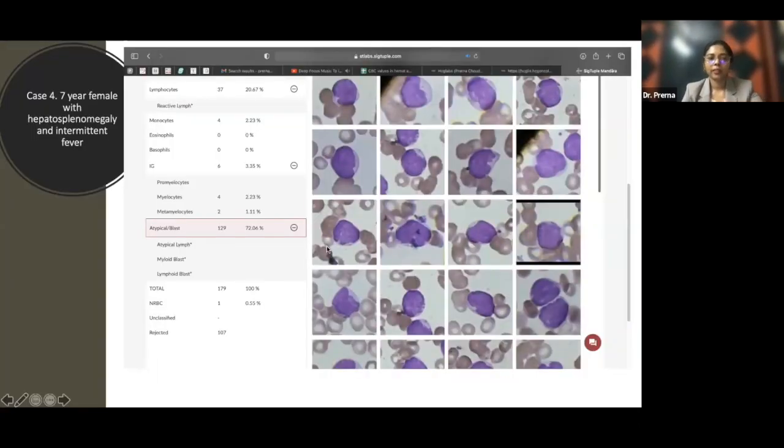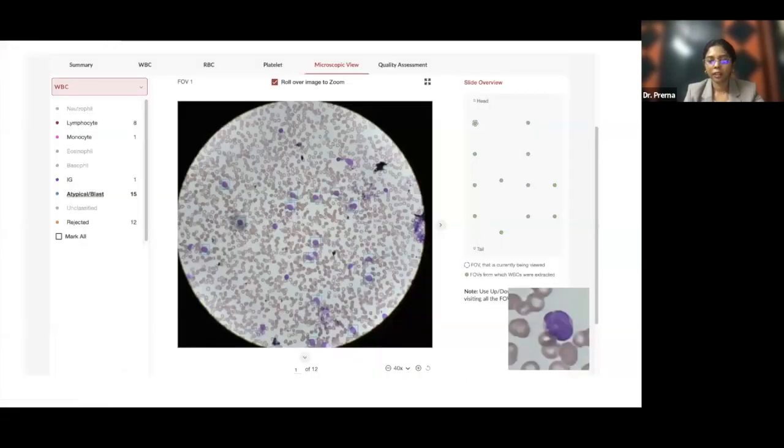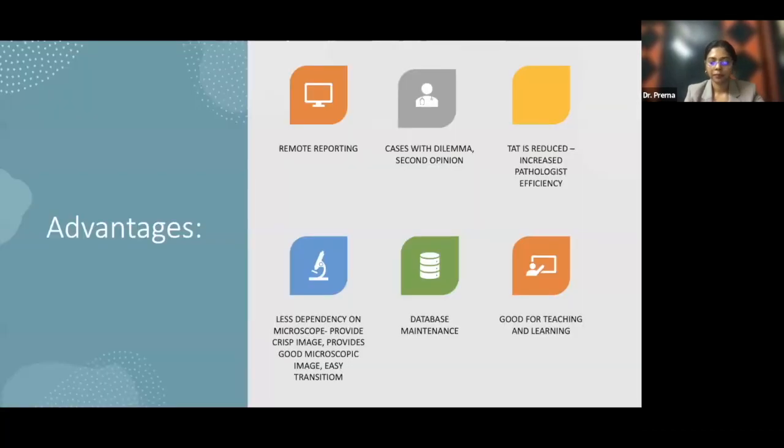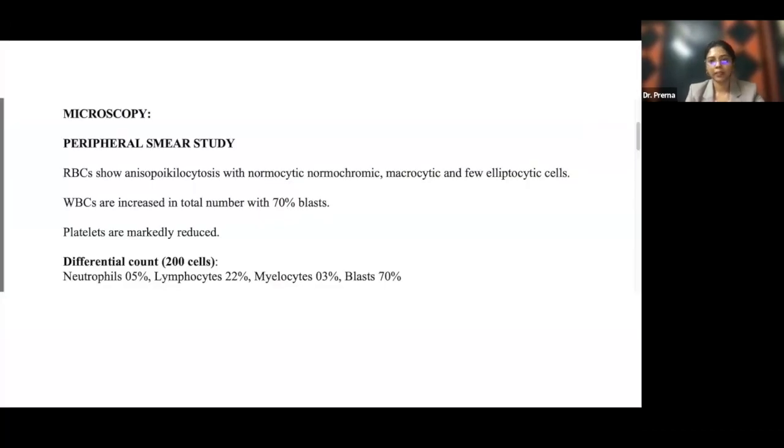Case 4 is a 7-year-old female with hepatosplenomegaly and intermittent fever. This is the case in which the blasts are seen, again, very beautiful blasts. In the field of view, we can see these beautiful blasts all highlighted. And we can change our view also in this. If you click this, some other view will come. If you click this, some other view will come. And the peripheral smear showed 70% blast. It was exactly the same. So it was really helpful in my cases.